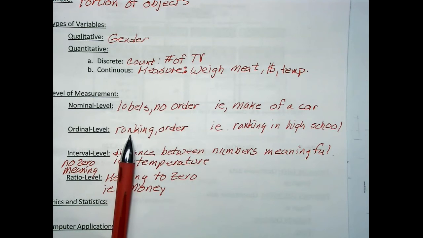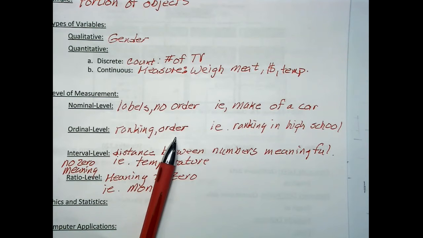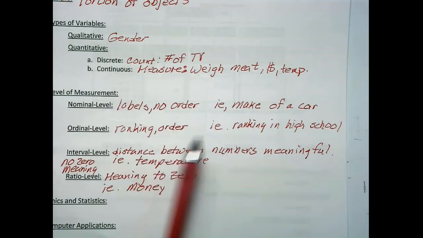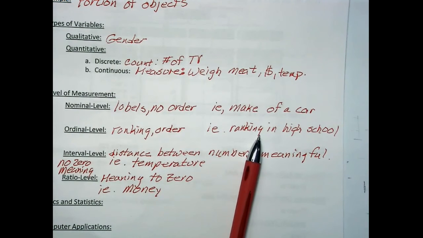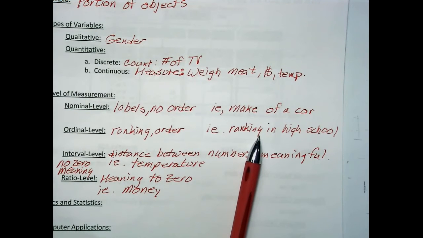Ordinal level is a ranking. There is order and some meaning to order. Ranking in high school, you might be the 50th in your class or the 51st in your class. The difference between 50 and 51 ranking, there's no measurable difference, or it's not feet or inches.